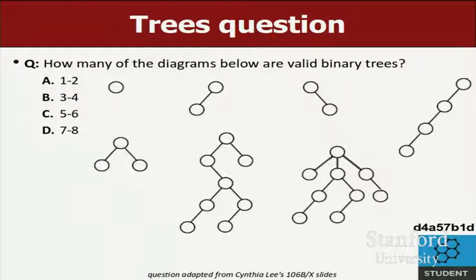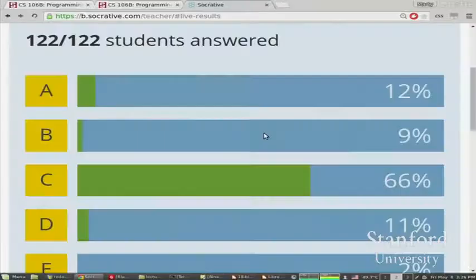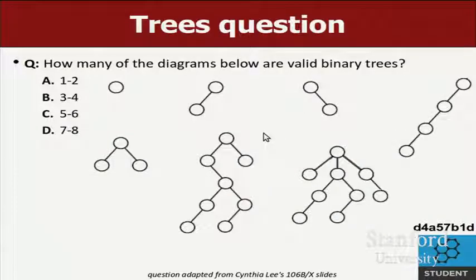Okay, a lot of people have voted already, it looks like. Let me pop up the voting results so far. So what do you think? You think that C, 5 or 6 of them are valid trees. So if you voted that, give me an example of one that isn't a valid binary tree.